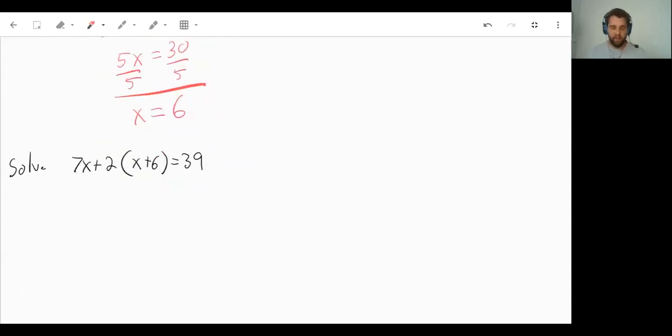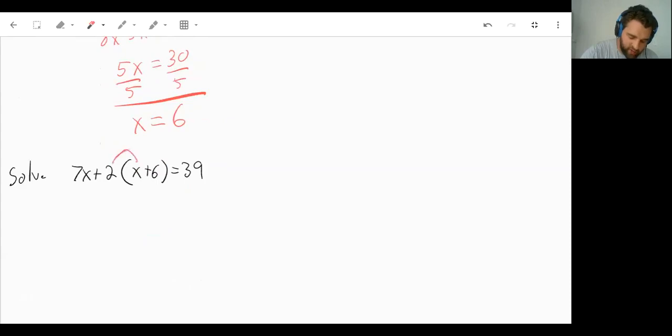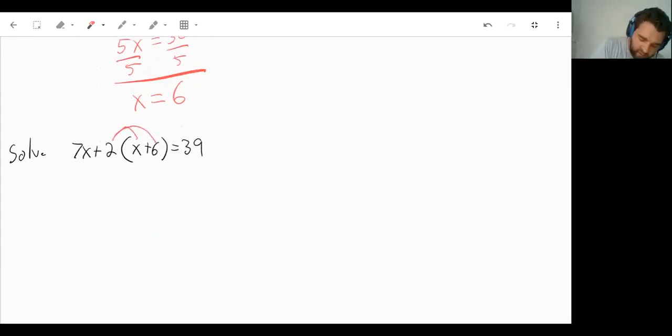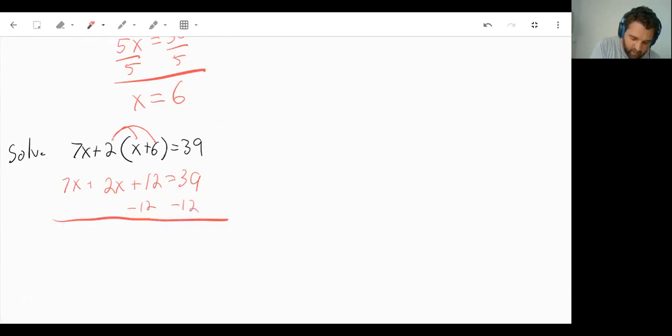For this next one, I would actually start out distributing using the distributive property and distribute that 2 into both sides. So 2 times x will give us a 2x, and 2 times 6 will give us a 12. And we still have that 7x at the beginning and the equals 39 at the end. Now we want to get all of our non-x parts onto the same side, so we can subtract that 12 from both sides. And we'll get a 7x plus 2x equals 27.